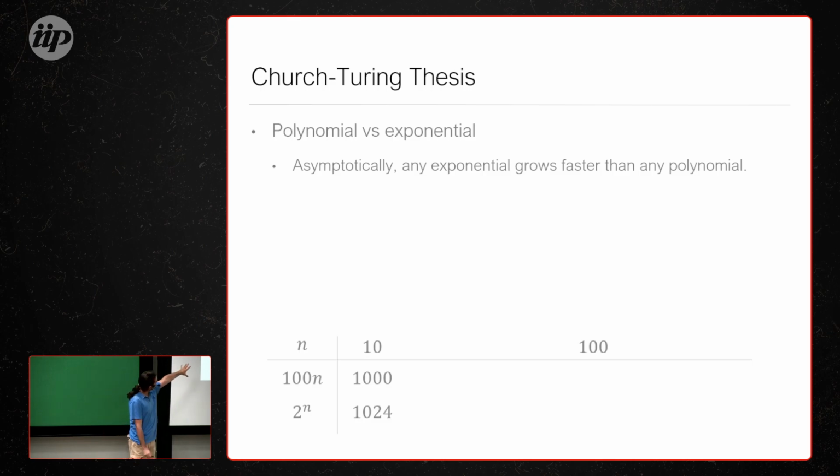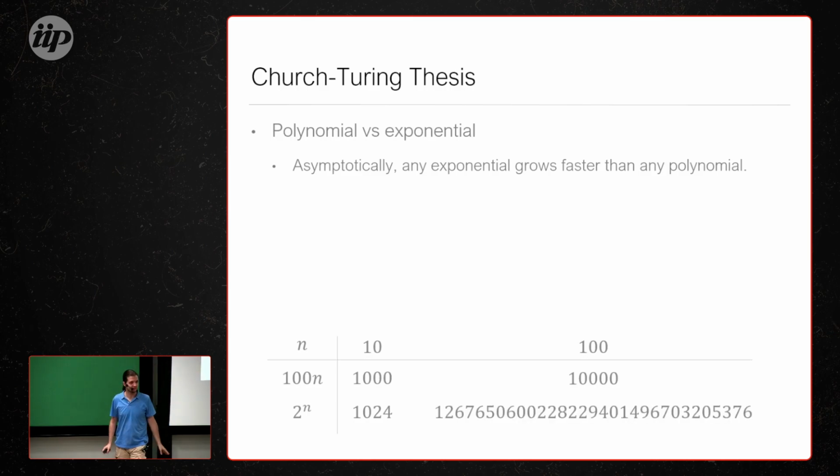To illustrate, if you have these two functions, 100n and 2 to the n, if n is 10, they are pretty much the same. But if n is 100, the first one is just a measly 10,000, but 2 to the n becomes pretty gigantic, right? So any exponential wins over any polynomial. Now, there are many examples of that. The pandemic was a pretty impressive demonstration of the power of exponentials, right? There's also the story about the invention of chess, that the inventor of chess asked for 1 grain of wheat for the first square, and 2 for the second, and 4 for the third, and 8 for the next one. And the king said, oh, that's nothing.